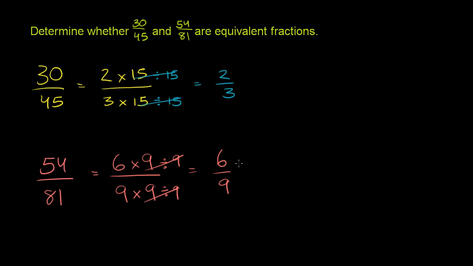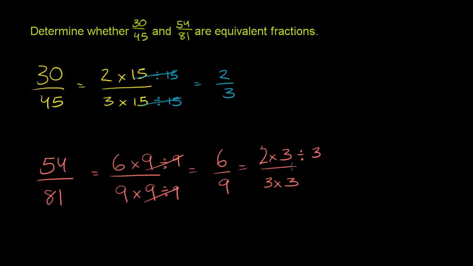And let's see. 6 is the same thing as 2 times 3. 9 is the same thing as 3 times 3. We could just cancel these 3's out, or you could imagine this is the same thing as dividing both the numerator and the denominator by 3, or multiplying both by 1/3. These are all equivalent. I could write divide by 3 or multiply by 1/3. Actually, let me write divide by 3 for now.